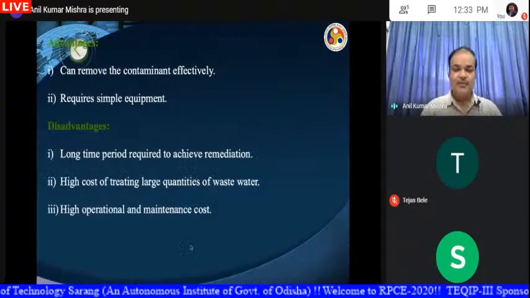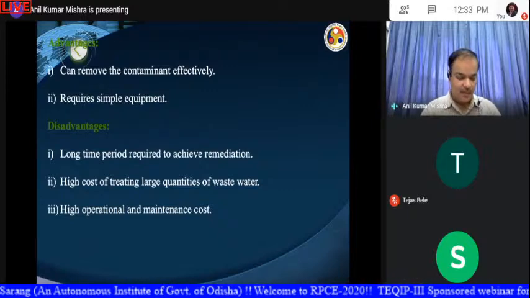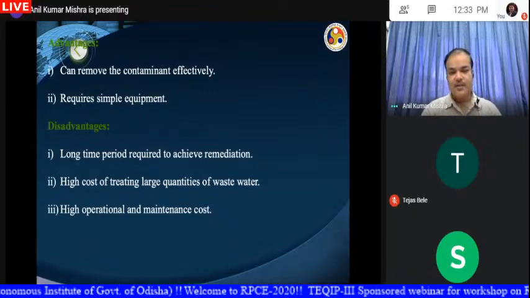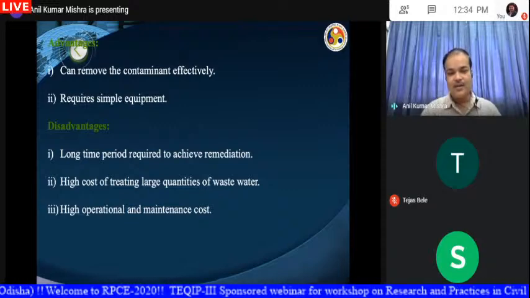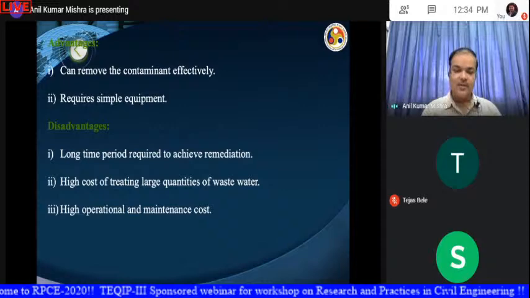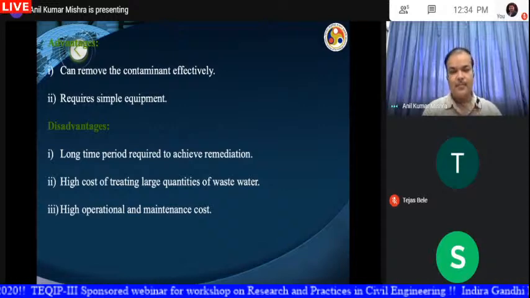So it can remove the contaminant effectively, and it requires simple equipment. The disadvantages are that a long time period is required, the cost of the treatment method is high, and the operational and maintenance cost is very high.